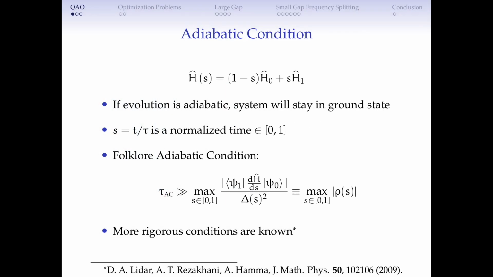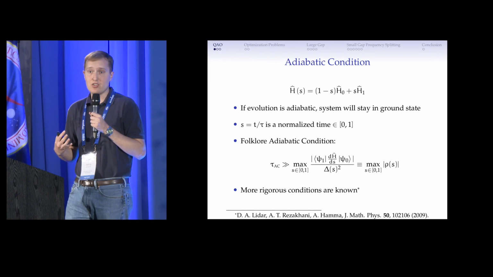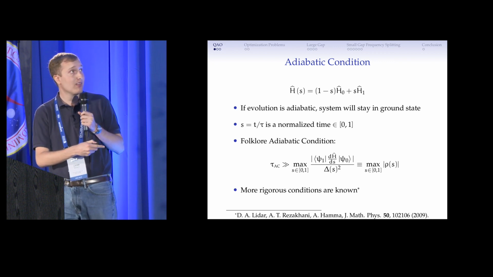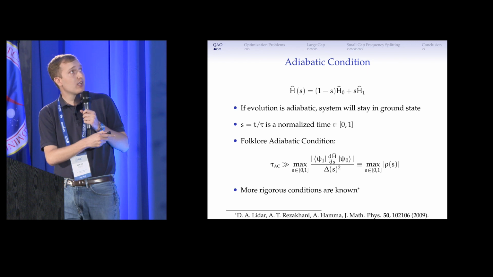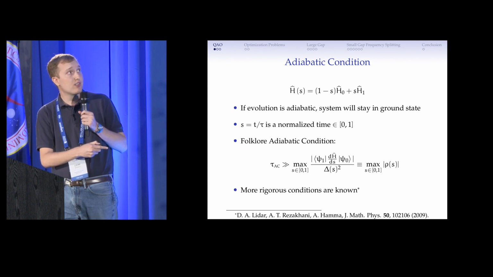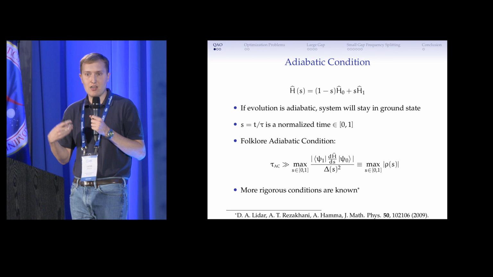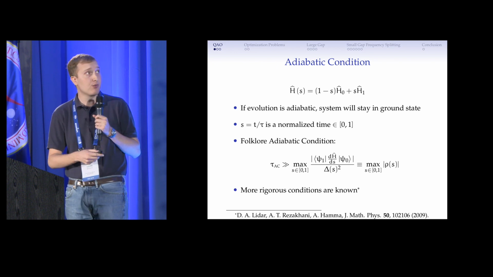So if you run your algorithm with a runtime that's much faster than some derivative of the Hamiltonian divided by the inverse spectral gap squared, you're going to run this adiabatically. And so we're going to look into ways to break that. What happens when you break this, when you run this faster? And I've listed this as a folklore condition. There are a few more rigorous versions of this, such as one by Lidar et al. Here. They all include the basic same ingredients of derivatives of the Hamiltonian inverse spectral gap.